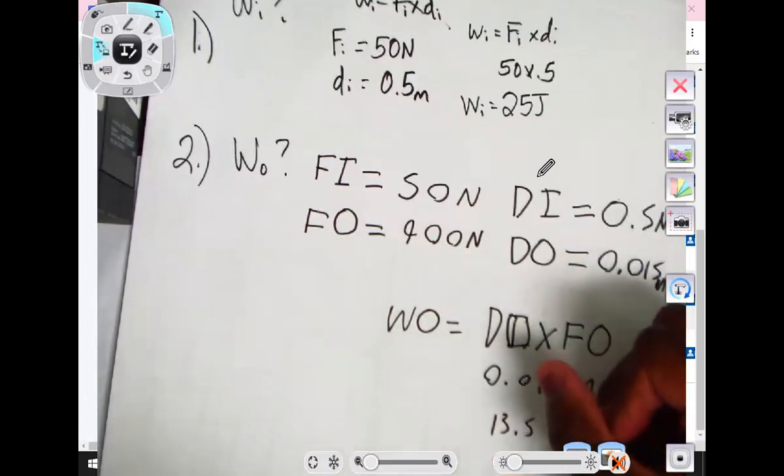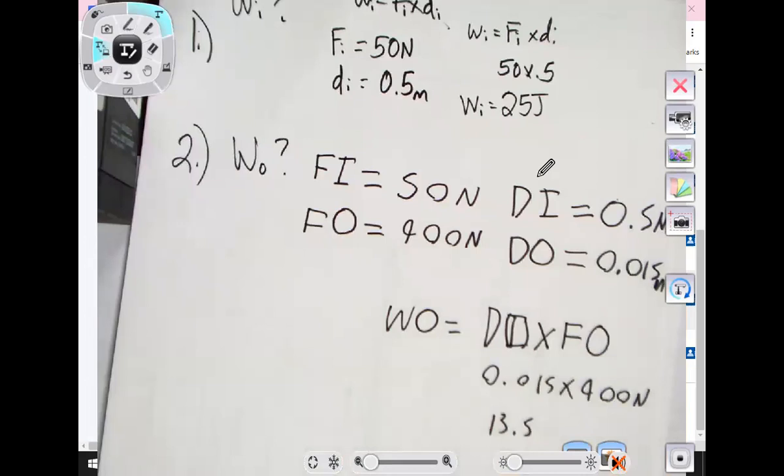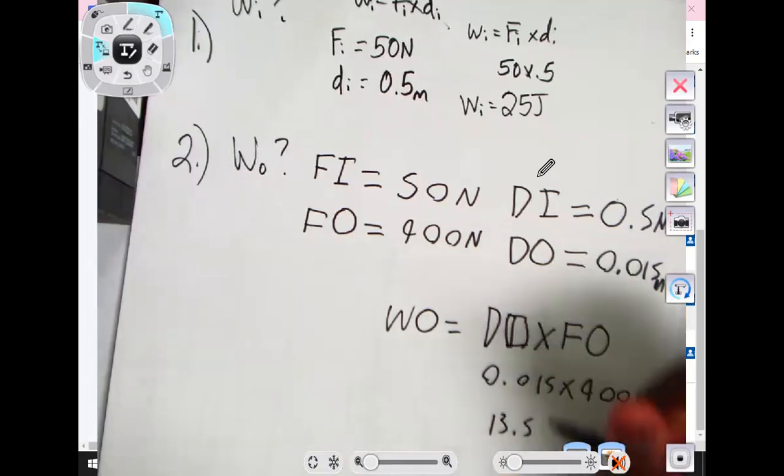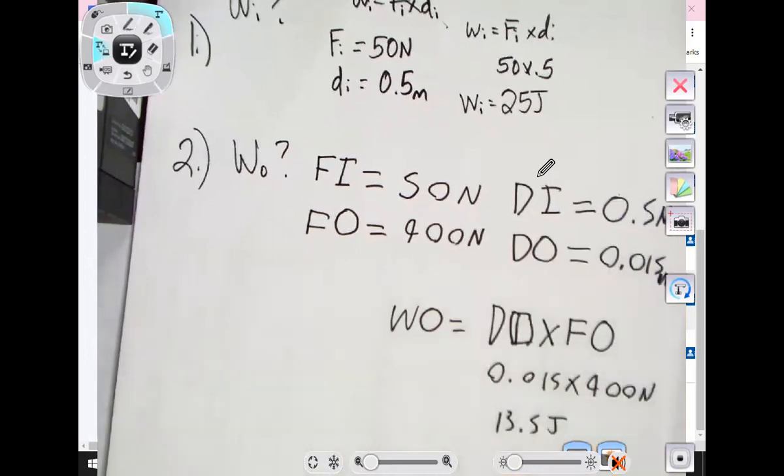And it's 13.5 what? What is work measured in? Joules, yes. All right, and so that's how we do that right here. Very good.